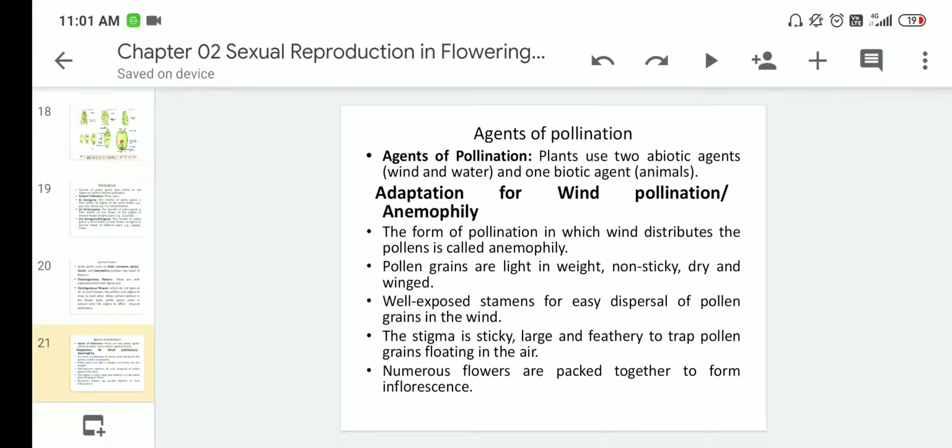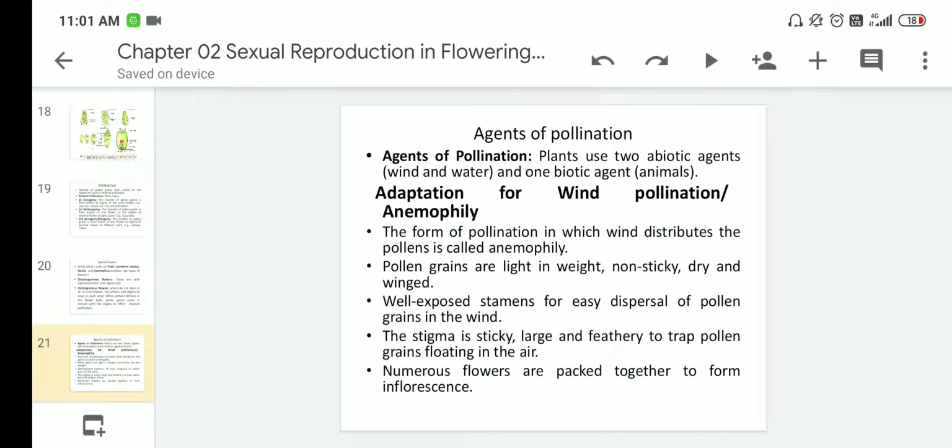Anther lobes are well exposed. Generally, they are versatile, so that when dehiscence occurs, pollens may be transported by wind current. So, well exposed stamens for easy dispersal of pollen grains in the wind is another adaptation. The stigma is sticky, large and feathery to trap pollen grains floating in the air.